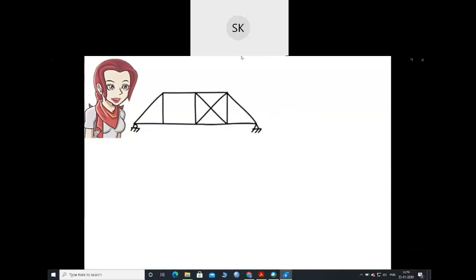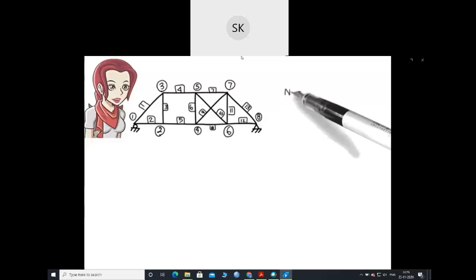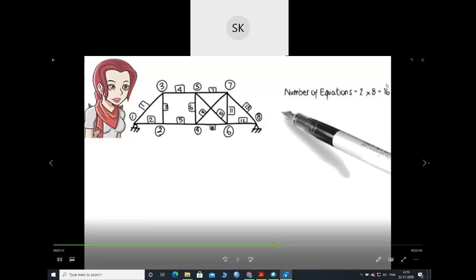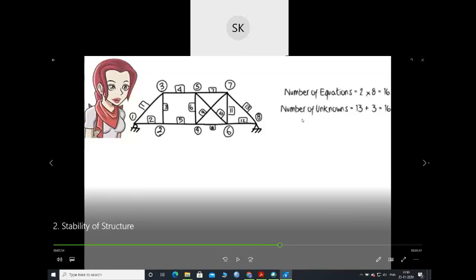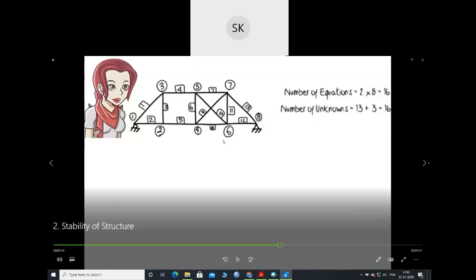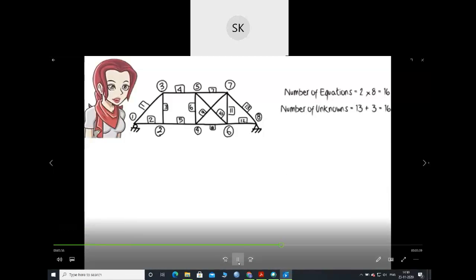The truss has 8 joints and 13 members. Therefore, the number of equations equals 2 times 8, or 16, and the number of unknowns equals 13 plus 3, or 16. So your equations will be 16. Again, you can see there are 8 joints, so it will be twice into 8, 16. And the number of unknowns will be members plus your support reactions, so it will be 16.